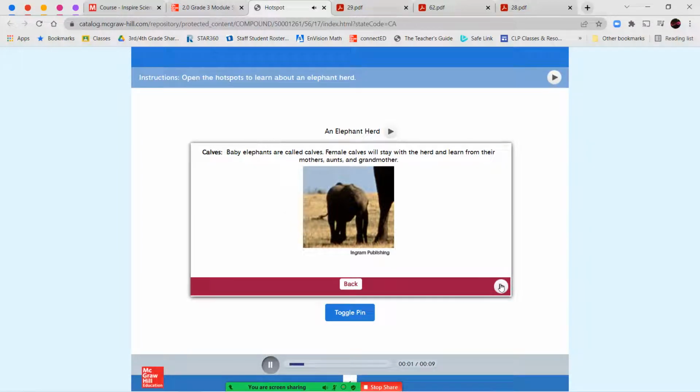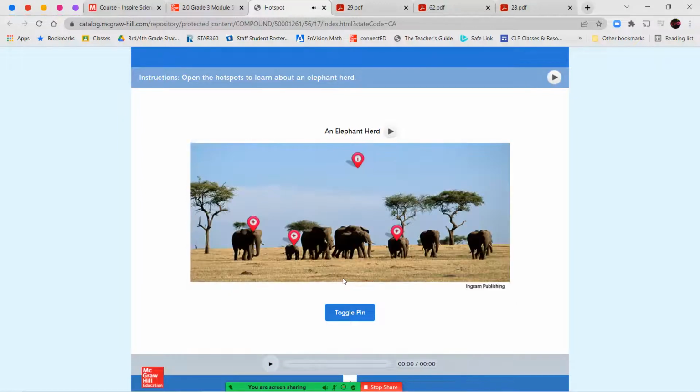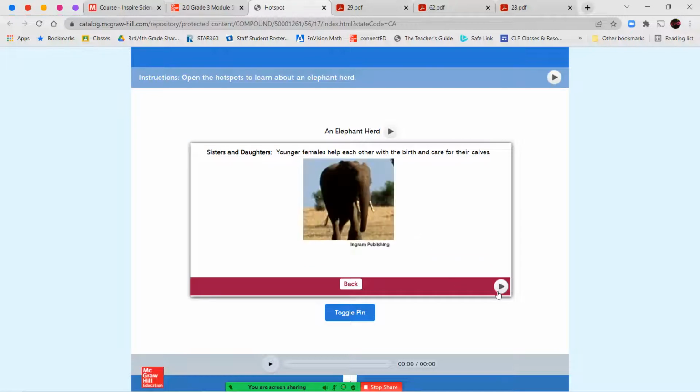Calves. Baby elephants are called calves. Female calves will stay with the herd and learn from their mothers, aunts, and grandmother. Sisters and daughters. Younger females help each other with the birth and care for their calves.